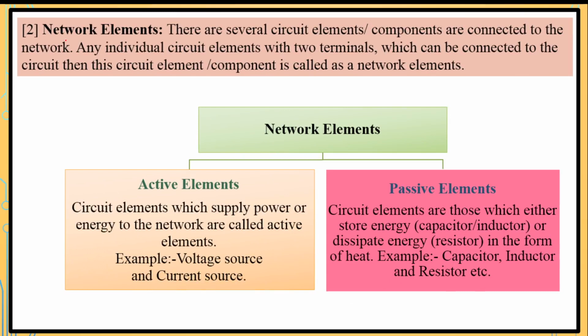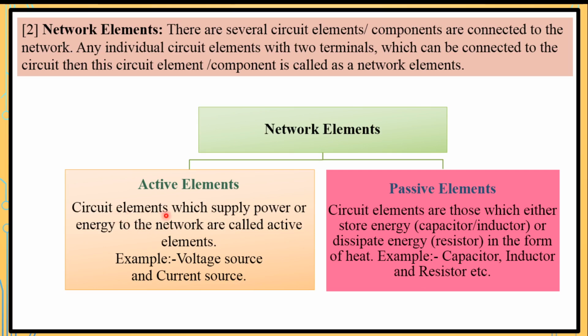Now the second point is network elements. There are several circuit elements or components connected in the network. Any individual circuit element with two terminals which can be connected to the circuit is called a network element. Network elements are of two types, active elements and passive elements. Voltage source and current source are active elements; capacitance, inductance and resistance are passive elements.